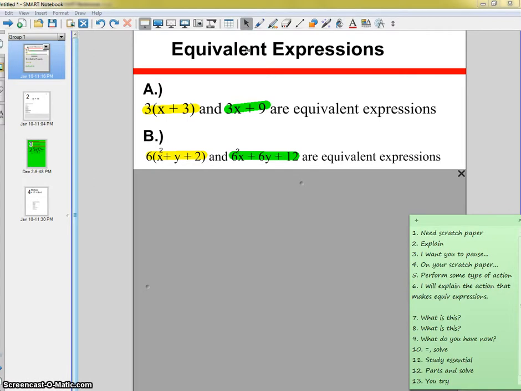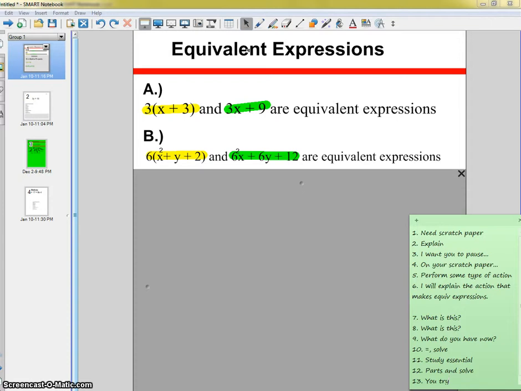Hello boys and girls. For this video lesson on equivalent expressions and equations, you will need some scratch paper. Eventually, when I ask you to and give you some type of signal, you're going to pause the video and perform a little bit of work. You'll need some scratch paper and a writing tool to do that, of course.